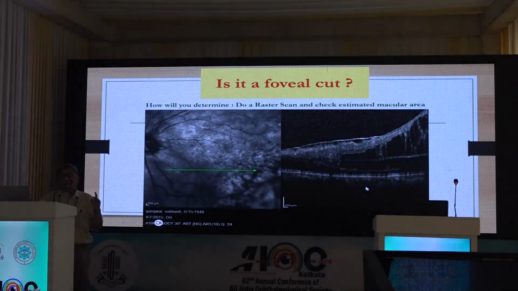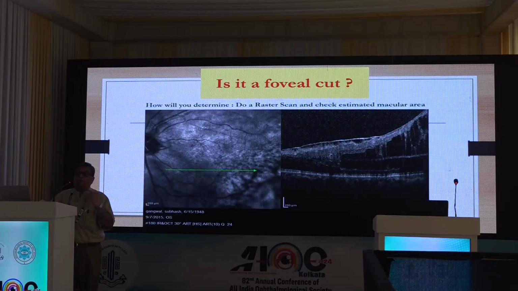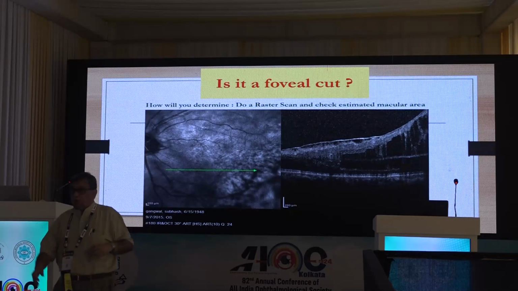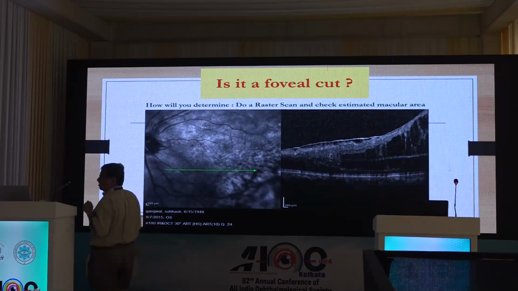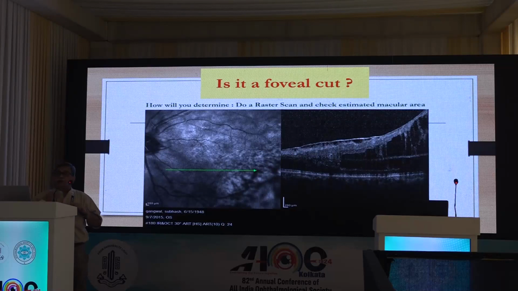Now, the other important thing is you must make sure you get a foveal cut. Because there's a retinal thickening, you find you actually missed the fovea and you're just taking the retina below. So, go see the relationship to the disc, make sure you go through the entire area and figure out whether you've picked up a foveal scan or not.